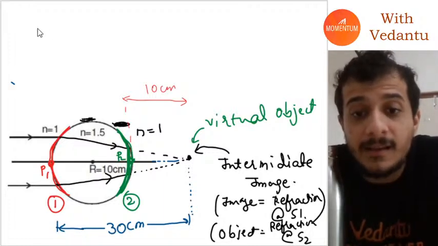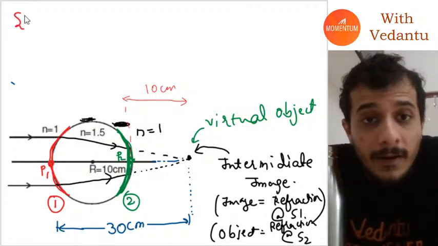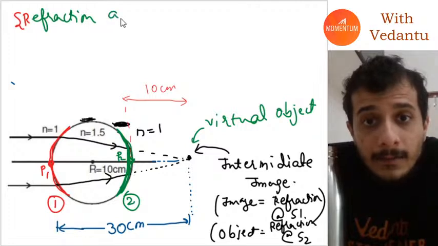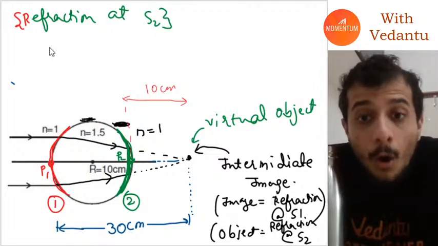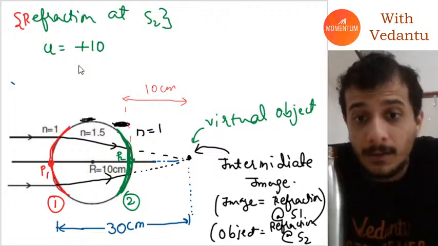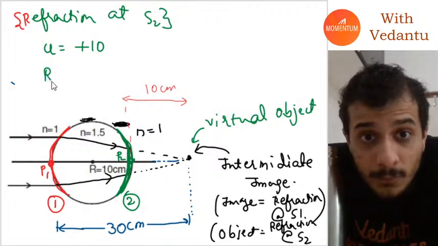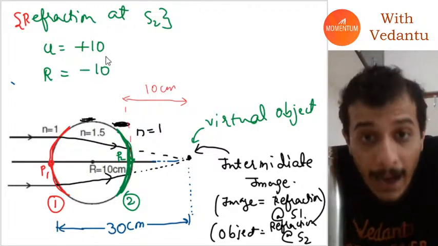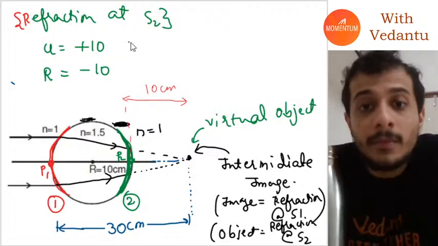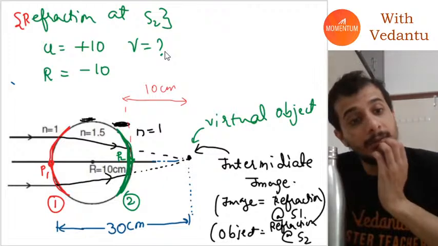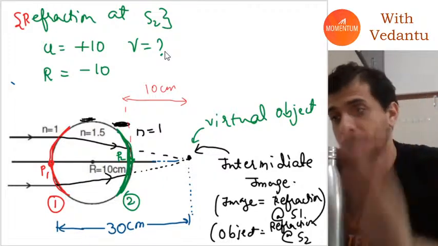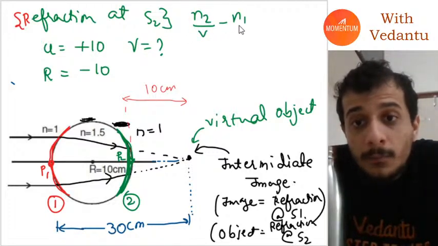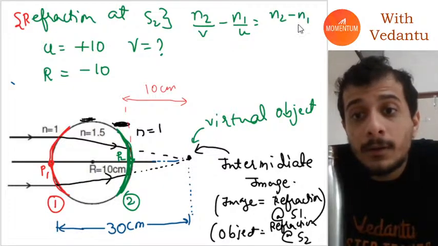Here what we can say is that for refraction at surface 2, object distance will be plus 10, and for surface 2 the radius of curvature will be minus 10, and the image distance is question mark. Now I will use the formula n2 by v minus n1 by u is equal to n2 minus n1 by r.